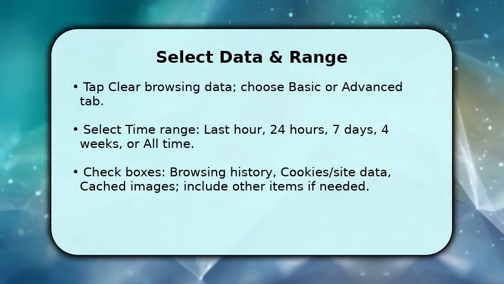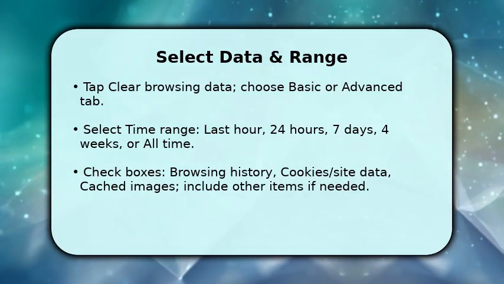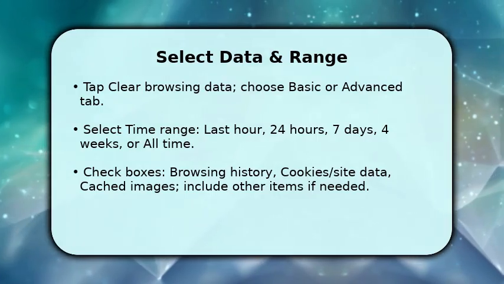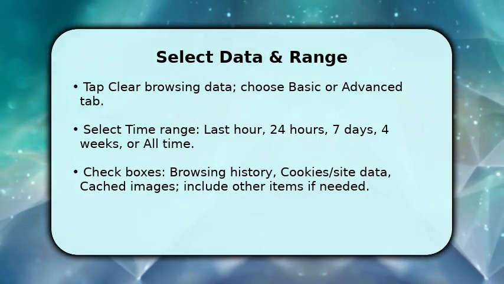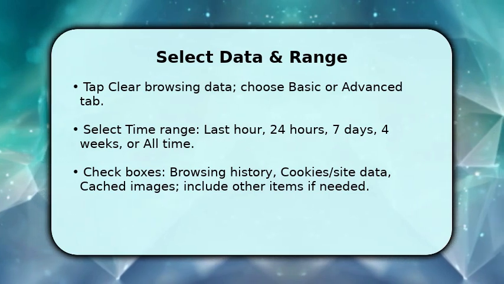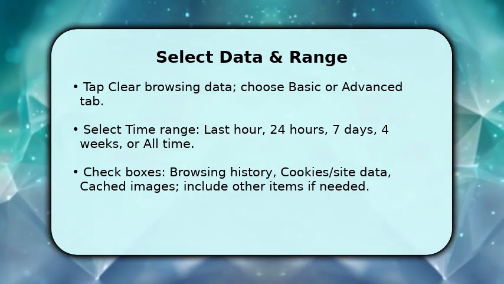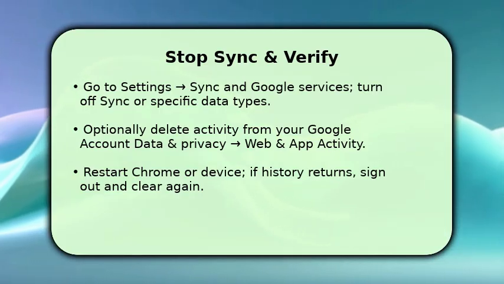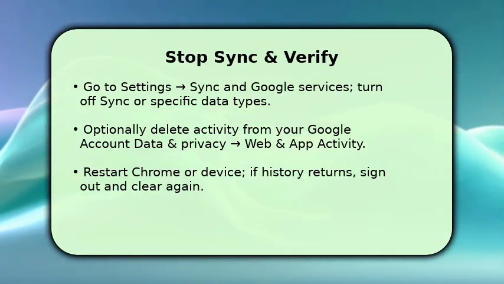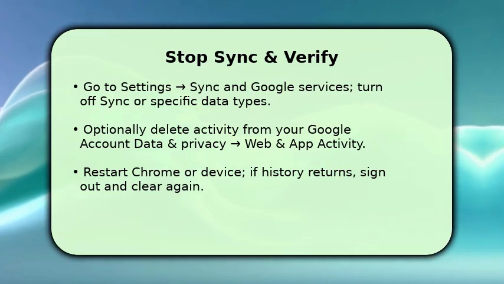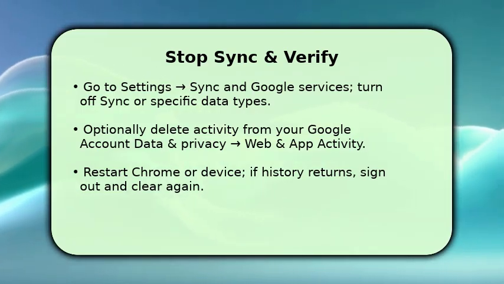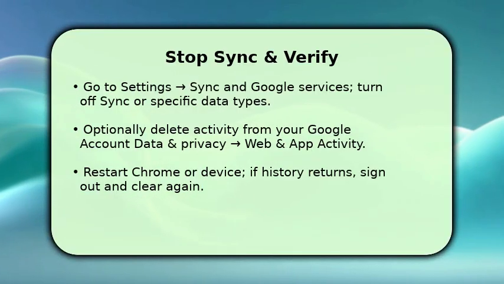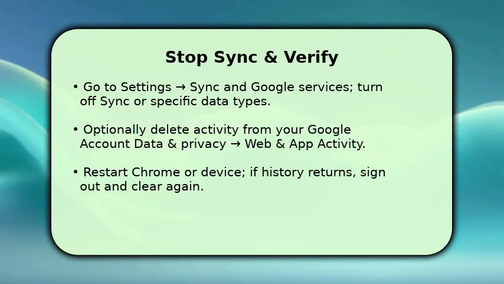This removes local traces, but synced copies may persist until you handle sync settings next. Finish by preventing deleted items from returning. Go to Chrome settings, then Sync and Google services and turn off sync or deselect history. Then open your Google account's Data and privacy section and delete web and app activity for the same time range. This removes server-side records. After that, restart Chrome or your phone to finalize changes. If history still appears, sign out of Chrome, clear the app data from system settings.